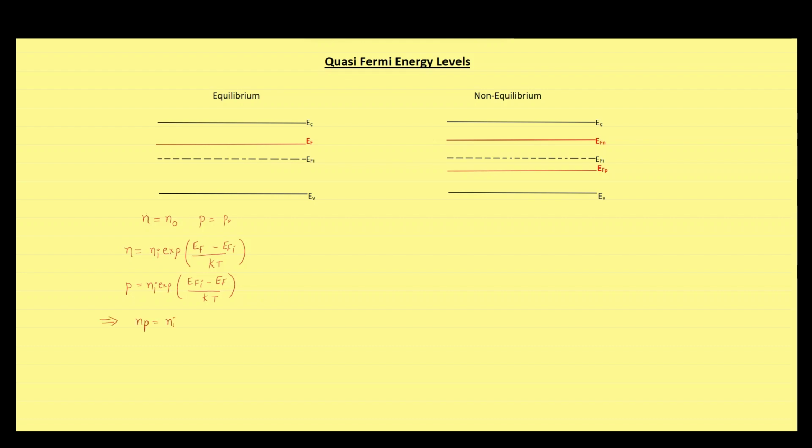equal to ni square. But the situation changes when we add excess electrons or holes, which ultimately disturbs the thermal equilibrium. In such a case, the Fermi energy level EF splits into two Fermi energy levels, which are EFn and EFp. These two Fermi energy levels are called quasi-Fermi energy levels. The new free electron concentration can be written as n0 plus delta n. Similarly, hole concentration can be written as p0 plus delta p.